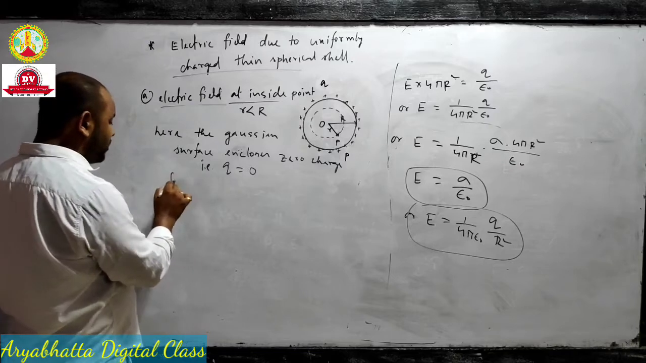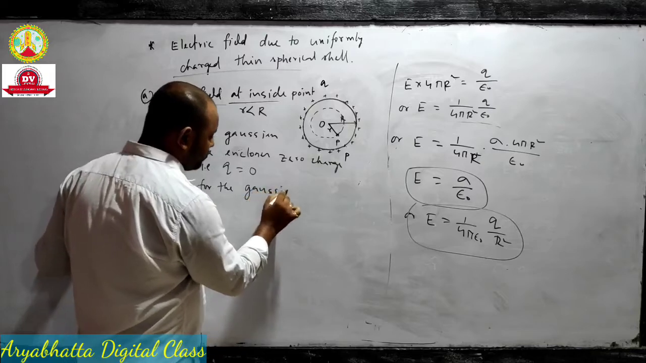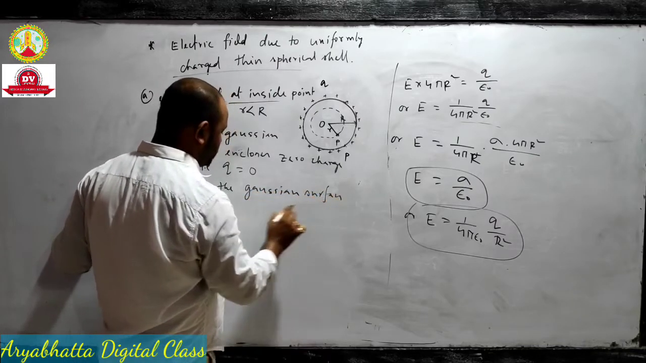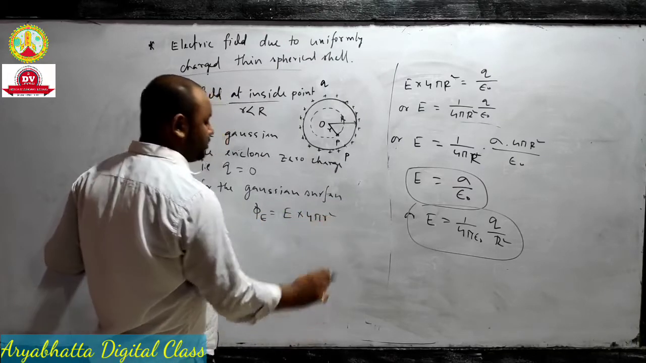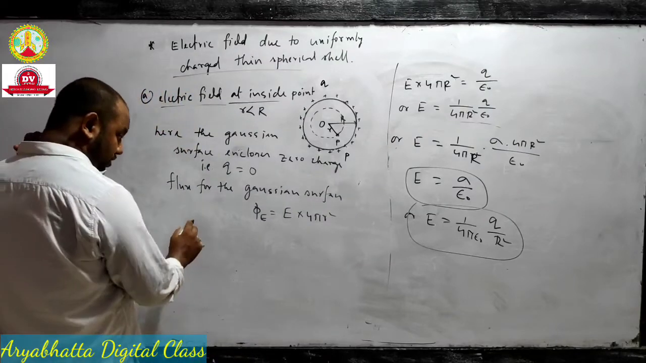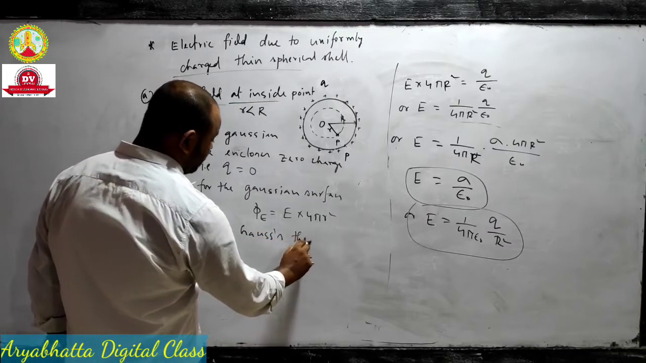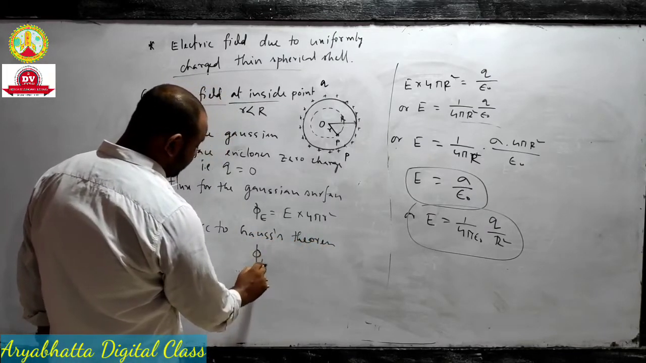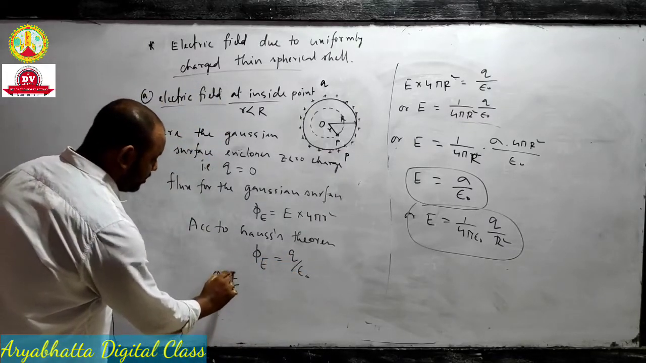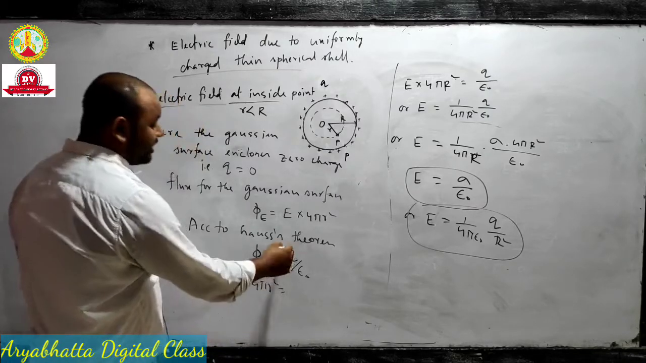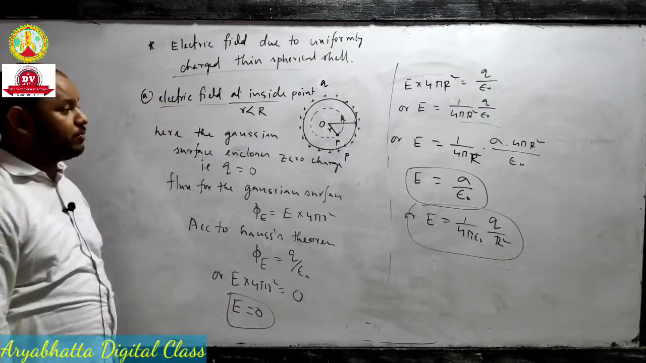Flux for the Gaussian surface phi is equal to E into 4 pi r square. According to Gauss's theorem, total flux phi is equal to q by epsilon naught. Here phi is E into 4 pi r square, and the charge enclosed by the Gaussian surface is 0. So the electric field at an inside point is 0.